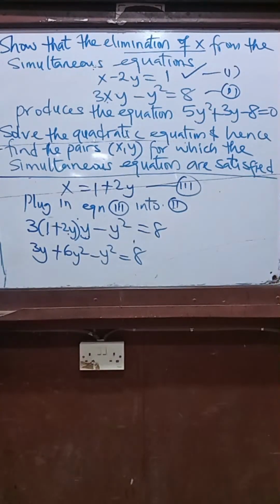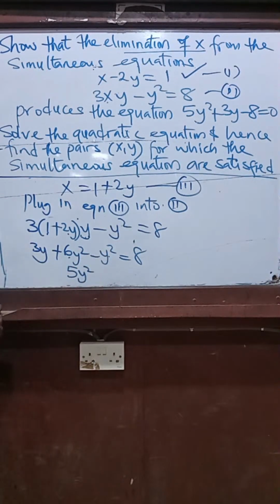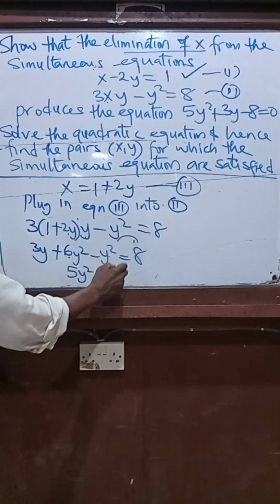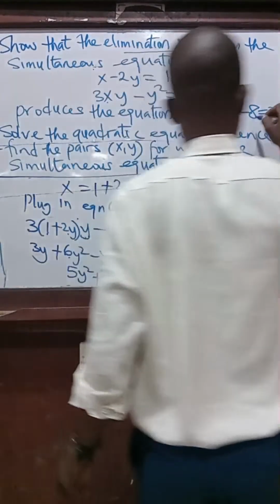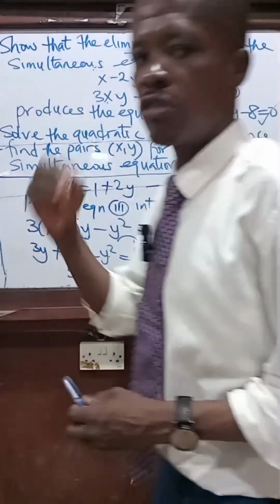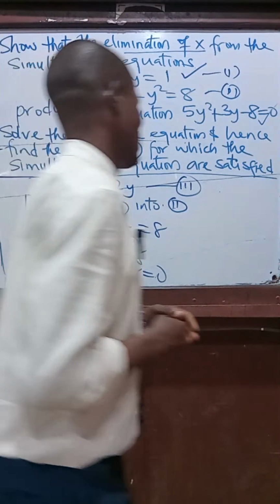Can you bring all the equation together? 6y squared minus y, that's 5y squared, and then plus 3y. This one to the left side, minus 8 equal to 0. So this first one is done. The elimination of x will generate this equation, 5y squared plus 3y minus 8.